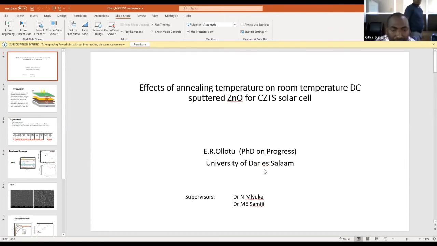Okay, I will proceed just like this. Olotu Emmanuel from the University of Dar es Salaam. I'm in my PhD, which is in progress. My supervisors are Dr. Mnyuka and Dr. Samiji. I'm presenting to you the work entitled Effects of Annealing Temperature on a room temperature deposited zinc oxide for CZTS solar cell.